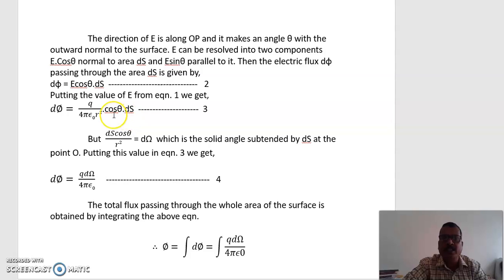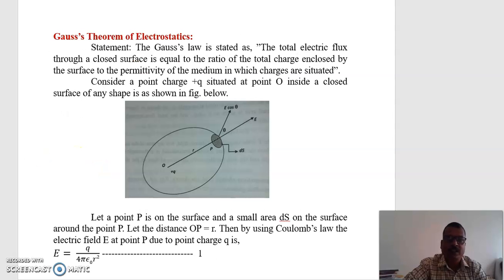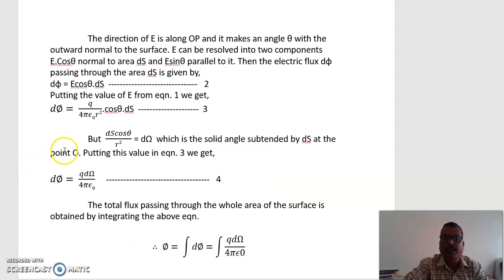But ds cos θ divided by R square is dω, which is nothing but the solid angle subtended by ds at the point O. This dω is the solid angle subtended by the area ds at O.